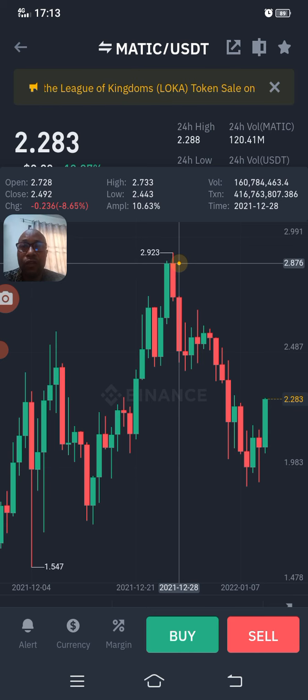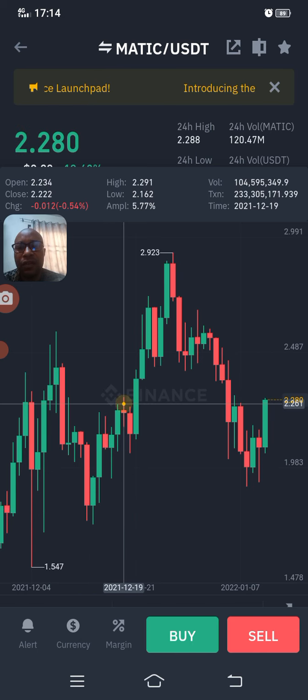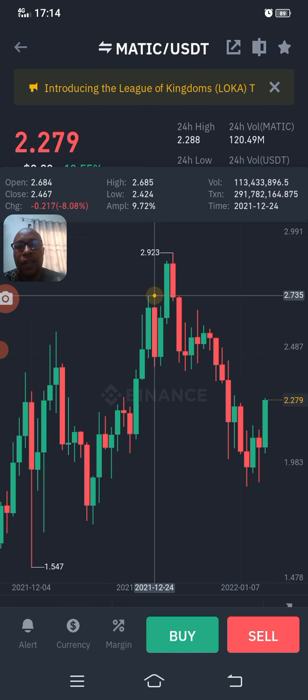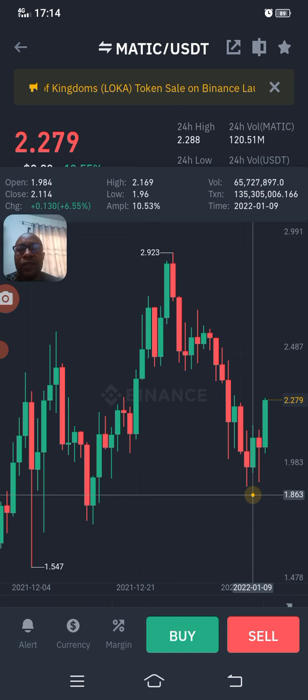Now, we are looking at Matic USDT. Previously I told you that whenever the market rallies up from the buying zone, here we can determine a buy zone. The market bought to this extent and retraced a little. Then it fires up again and fires up again, and then retraced. In fact, the market reverses.